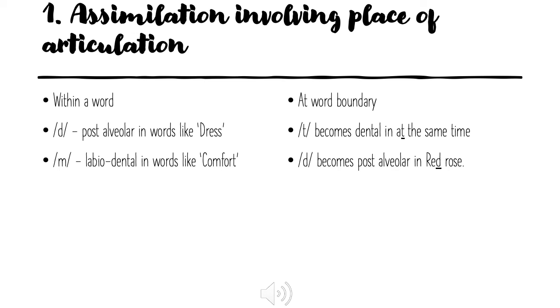The quality of d changes. It becomes a post-alveolar sound because of the influence of r. Red rose. You don't say red rose with the alveolar d. The d becomes post-alveolar. Try to say it for yourself. D by itself, and d as in dress. D by itself and d as in red rose. D in the alveolar position sounds unnatural there. So to make it sound more natural, you make it a post-alveolar d, red rose, which makes it sound very natural.